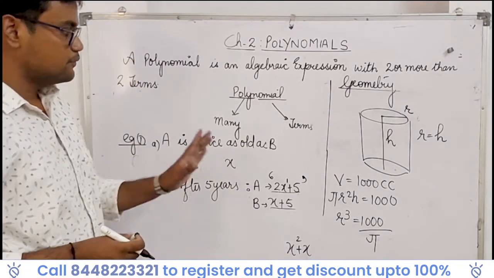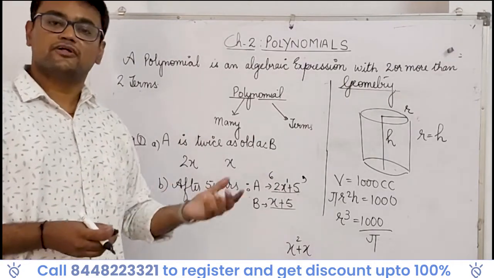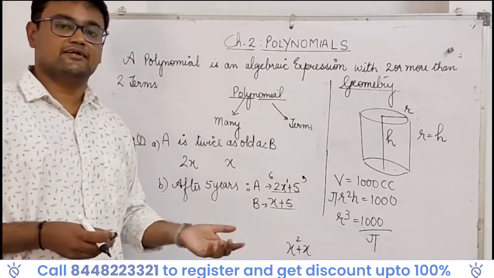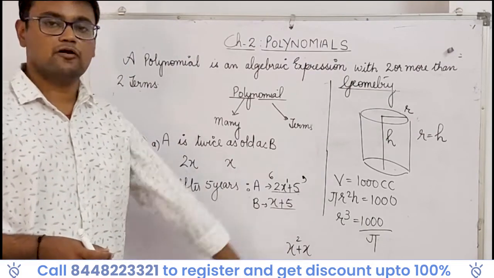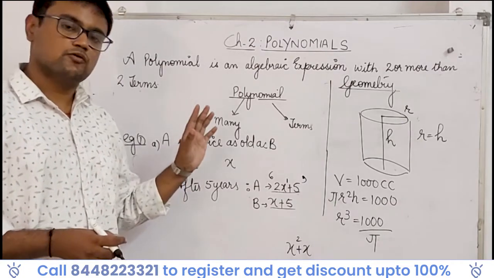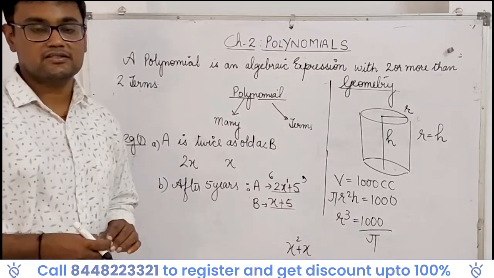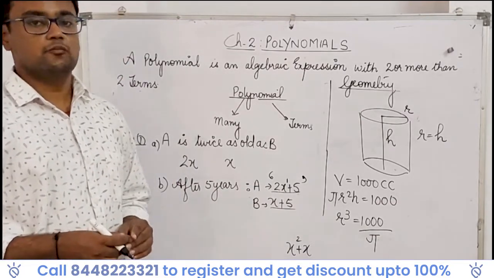So these are some areas where polynomials are extensively used. Maybe profit and loss, maybe for calculating discount, for simple interest, for compound interest. You will find polynomials everywhere. So this was a short introduction, children, about polynomials. Later on, when I get in touch with you, we will see more about it.